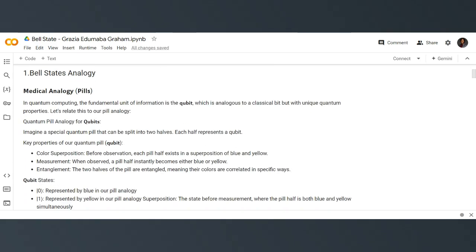So, the Bell state analogy. Before we create this analogy, let's first understand what a Bell state is at the basic level. Bell states are special types of entangled states that involve two qubits. And before you can understand Bell states, you must understand the phenomenon known as quantum entanglement in quantum computing.